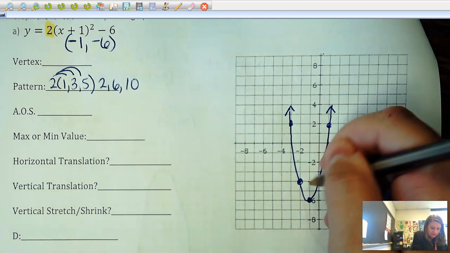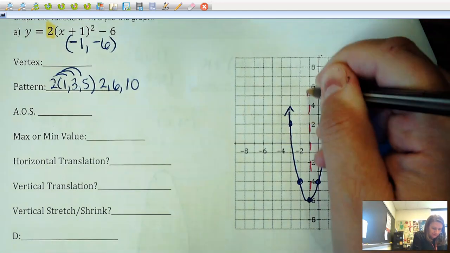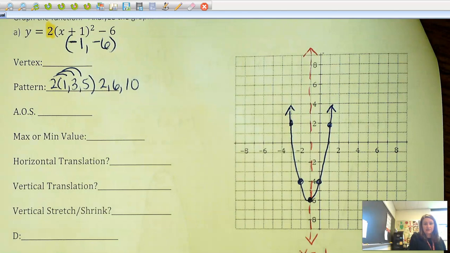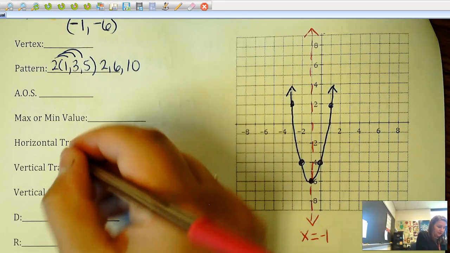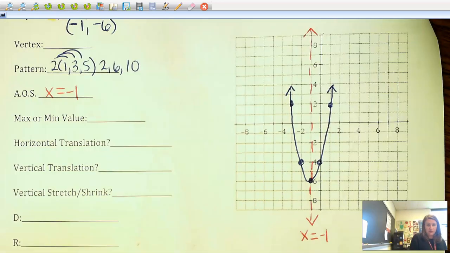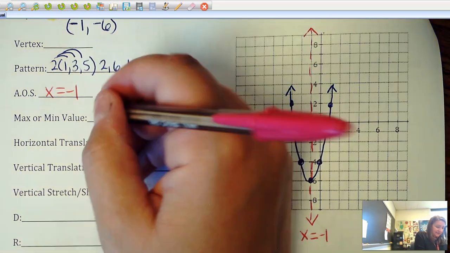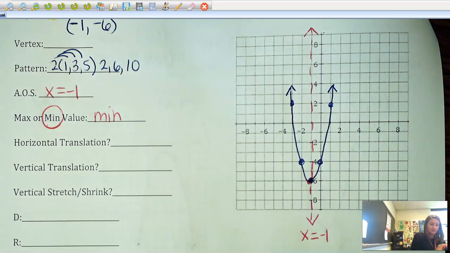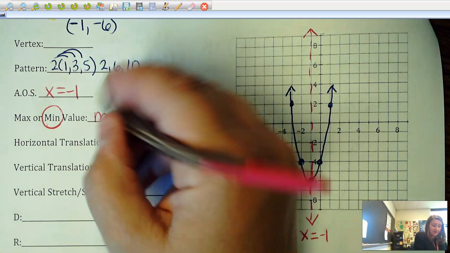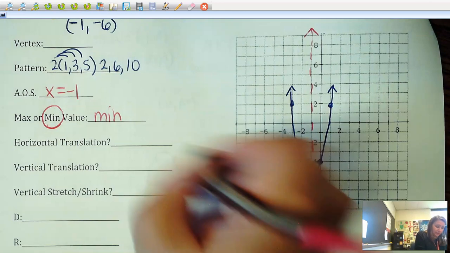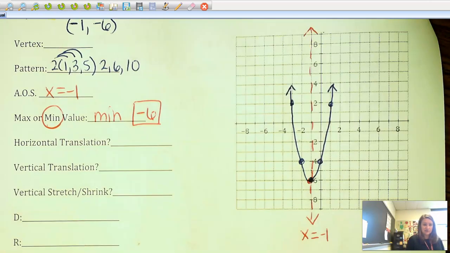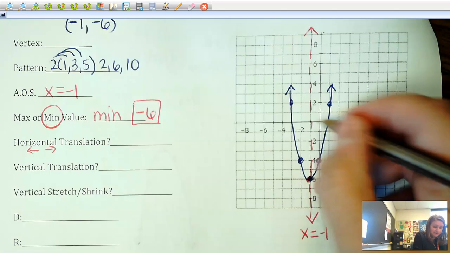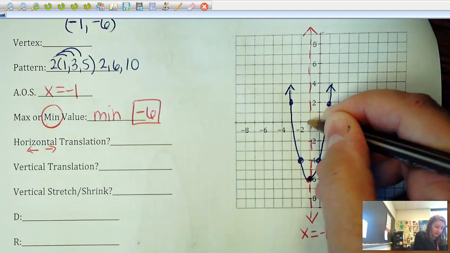Now, axis of symmetry, I'm going to go ahead and sketch this in real quick so you guys can see it. So that splits the parabola into 2 equal pieces. It's always x equals the x coordinate of the vertex. So here it's going to be x equals negative 1, nice vertical line through negative 1. This has a minimum value because the vertex is at the bottom of the graph. The actual value that you would want to write down would be the y coordinate of the vertex, which is going to be the negative 6. Now, horizontal translation is left or right from 0, 0. So this is moving left 1.